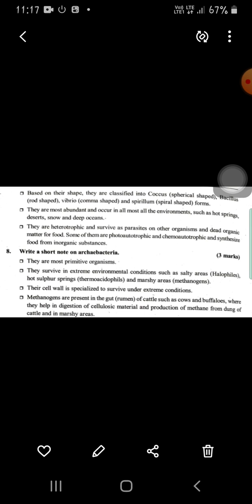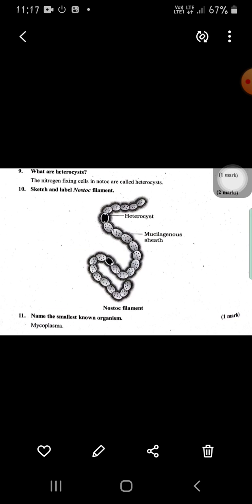Next is a short note on Archaebacteria. They are the most primitive organisms, and they survive only in extreme environmental conditions, such as salty areas in the sea. Their cell wall is specially adapted to survive under extreme conditions. They are also present in the guts of cattle such as cows and buffaloes. They may ask this for 3 marks.